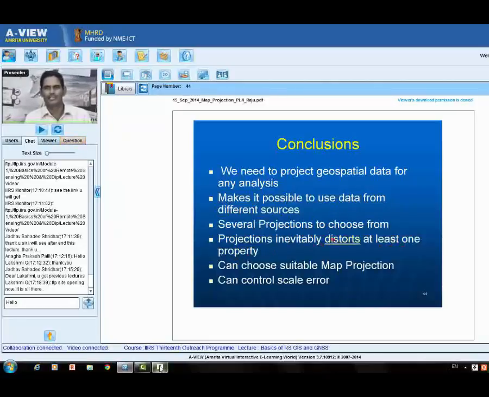Projections inevitably distort at least one property. One property you can maintain well, but it distorts others. Choose a suitable map projection and then control the scale factor, the scale error. If it is exactly one, there is no distortion; if it is 1.00 something, there is a distortion. As you go away from the surface of the projection, it distorts, so you have to maintain it such that you have fewer errors.